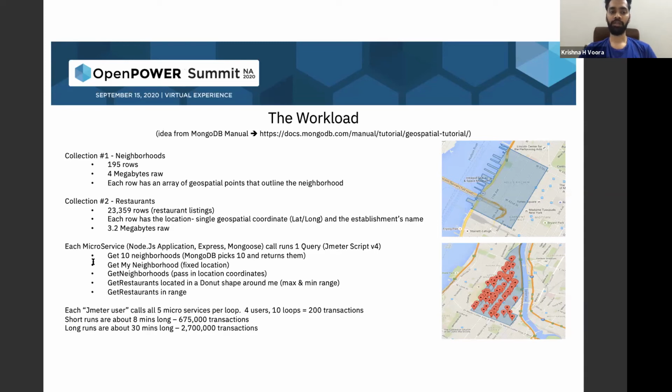In order to simulate the virtual users, we leveraged the JMeter automation tool that triggered or simulated the virtual users. For example, if 4 users triggered 10 such transactions or 10 such requests, it translates to 200 transactions. We categorized short and long runs. Short runs were near about less than 10 minutes, and long runs were near about 30 minutes.